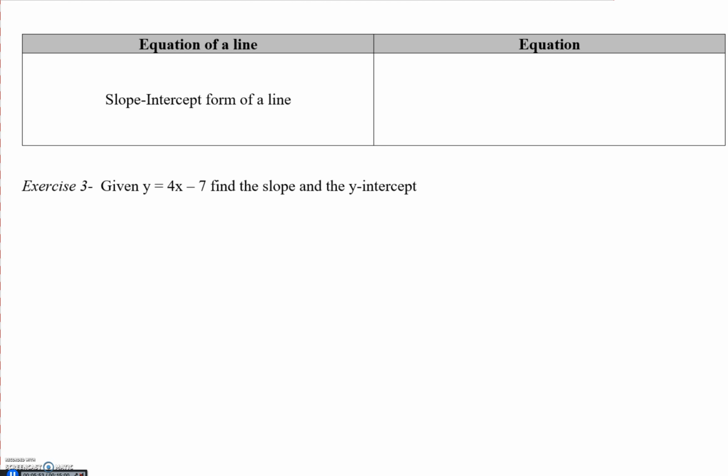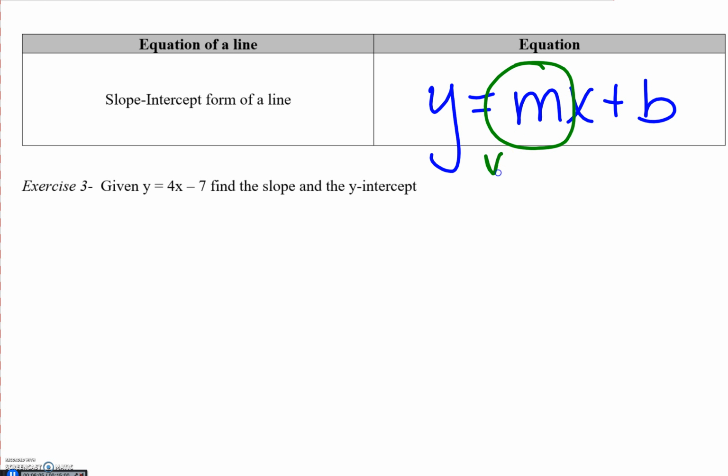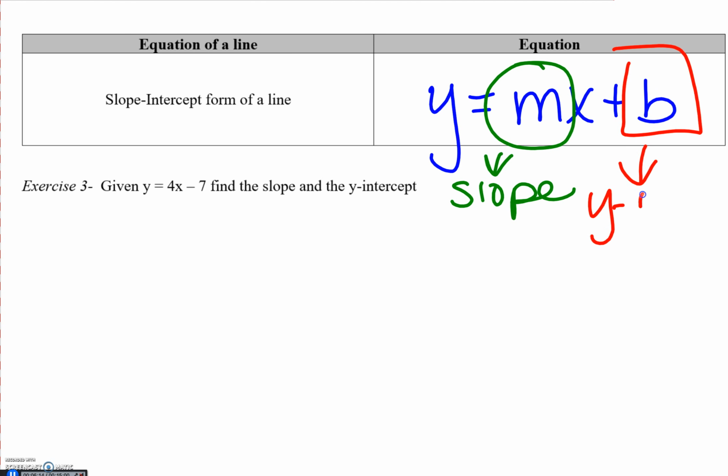So we have the equation of the line in slope-intercept form that we should remember from either 8th grade or Algebra 1, and that's our y equals mx plus b. Remember that our m term represents the slope, which is going to be important when we're dilating lines, and our b term is the y-intercept.